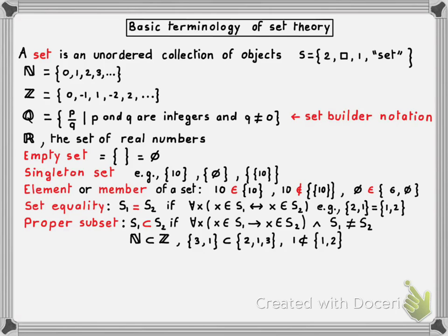And the negation of being a proper subset is denoted by this symbol. Notice 1 is not a proper subset of 1, 2. First of all, 1 is not a set. So notice for this symbol, both the left-hand side and the right-hand side must be sets. 1 here is an element of this set, but it's not a subset.